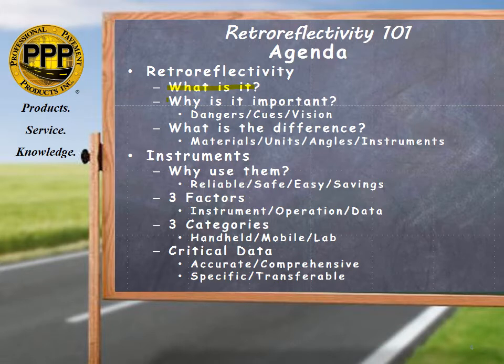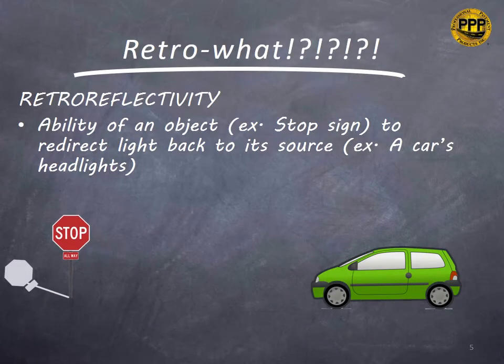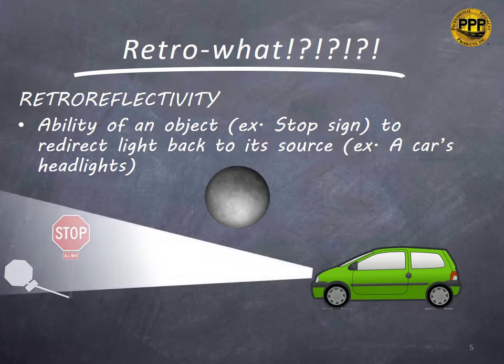So let's get started with what is retroreflectivity? Most simply, it is the ability of an object, like a stop sign, to redirect the light back to the source, like the vehicle.